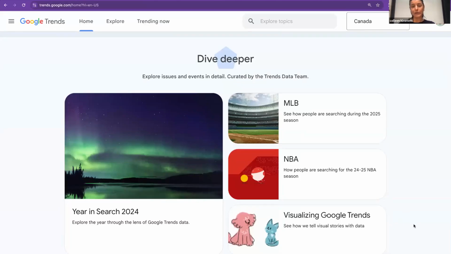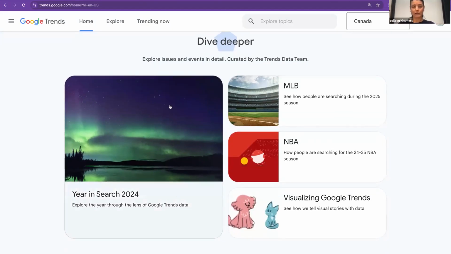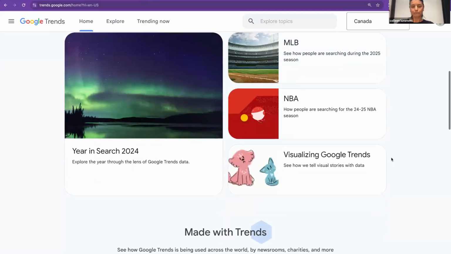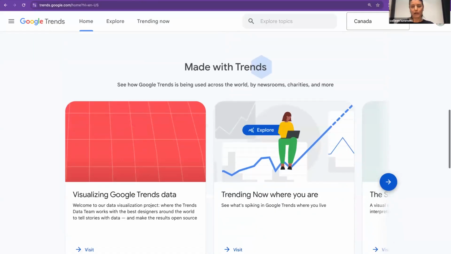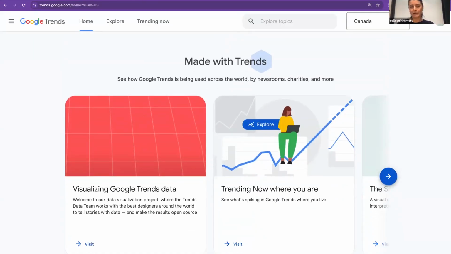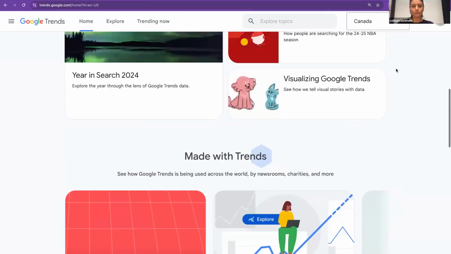Below that, we have deeper dives. So these are issues and events explored in more detail. These are put together by the Trends Data team around every year. So this is kind of a fun one you can look out for 2005. They're released in late December, January, and they look at the year through Google Trends data. And then they've got a deep dive into Major League Baseball and the NBA. And they've highlighted some more use cases, newsroom use cases, charity use cases down here.